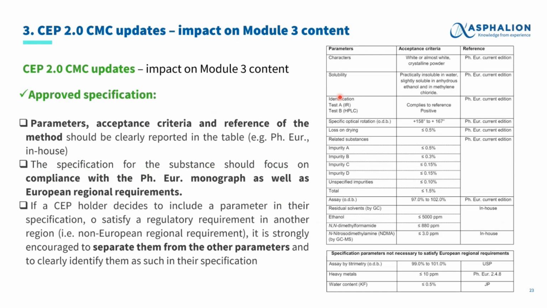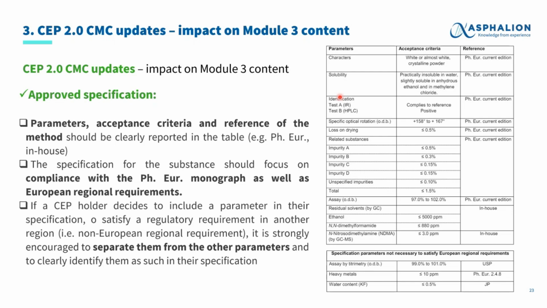So related to this new format for the specifications to be included in the module 3, the way that they have to be included is nothing new related to the parameters, acceptance criteria, the reference to the method, but here EDQM is encouraging to only include the Ph. Eur. monograph specification and the in-house additional specifications that are required in order to accomplish with the European regional requirements. The rest of the specification, the EDQM is encouraging to not include it in this section.